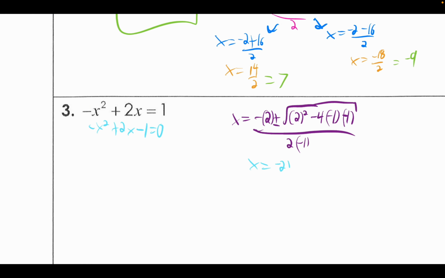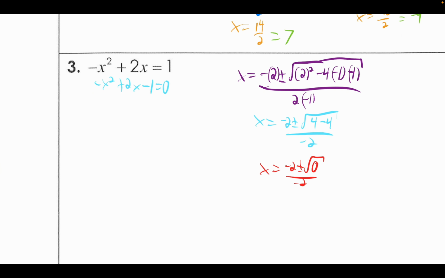So that's negative 2 plus or minus the square root of 4 minus 4 all over negative 2. That's negative 2 plus or minus the square root of 0 all over negative 2. And last I checked, the square root of 0 is just 0. So you get negative 2 over negative 2. Don't have to worry about a plus or minus this time. Now there's only going to be one solution, and that one solution is x equals 1.